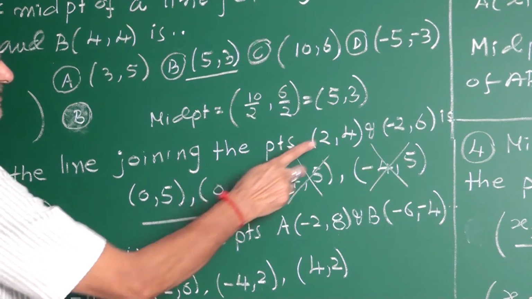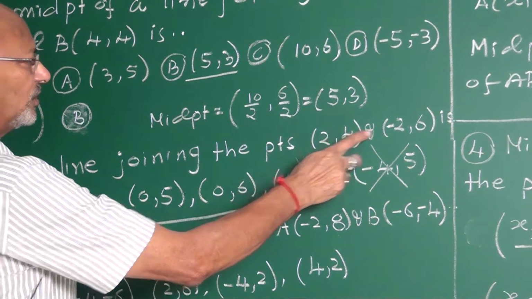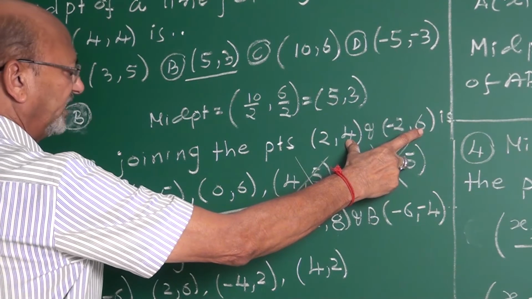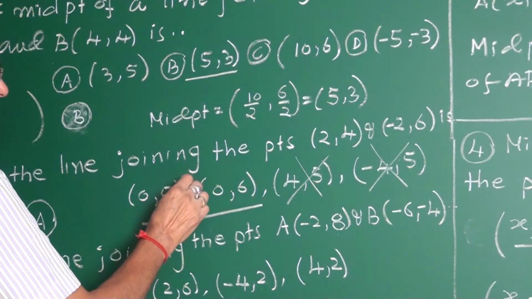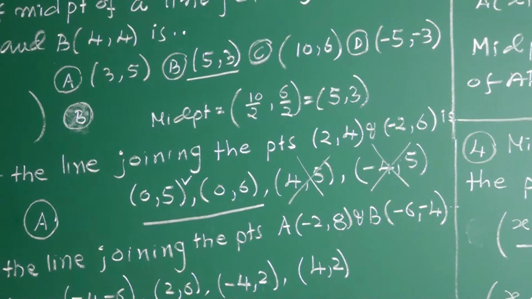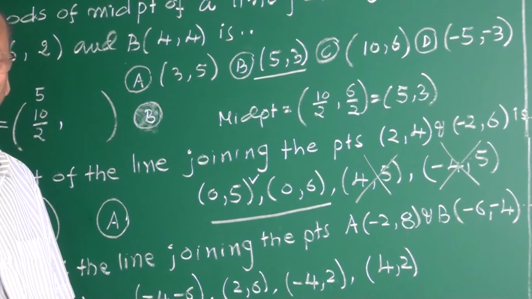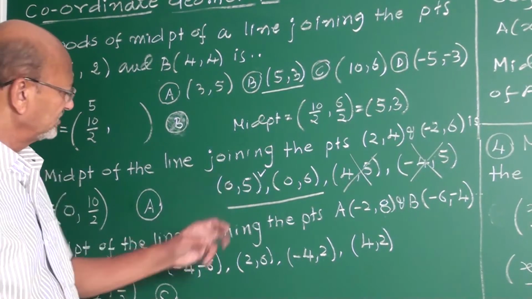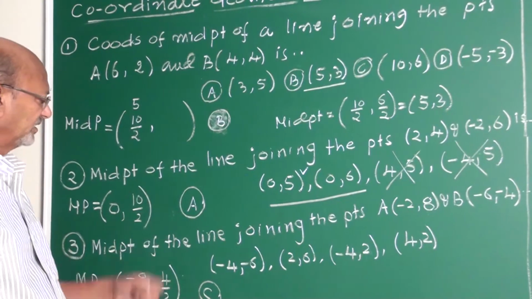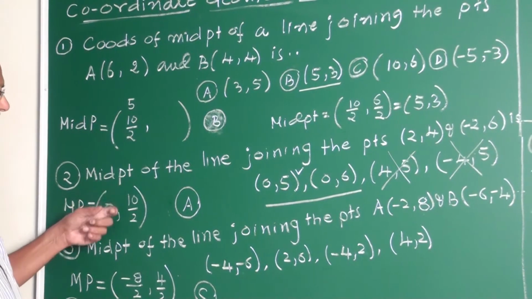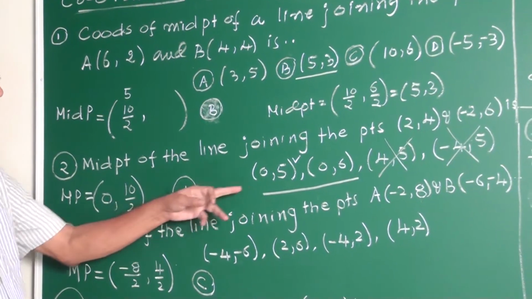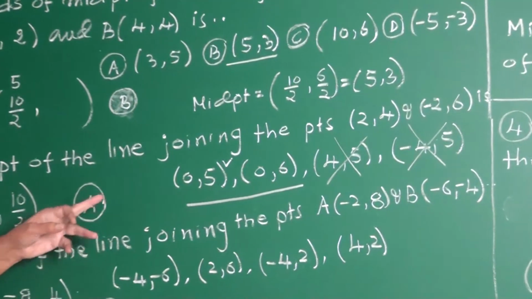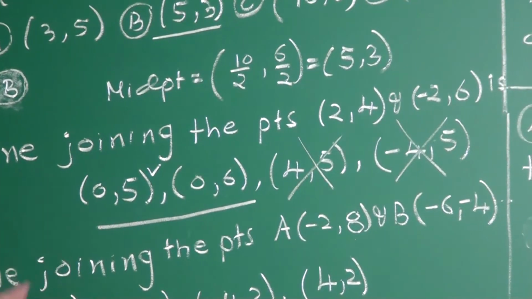What are the y coordinates? 4 plus 6, 10. 10 divided by 2 is what? 5. Without writing anything on the paper, everything will be time saving itself. So the direct answer is what, my friend? A. This is 0. 10 by 2 is what? 5. Therefore, your option is the first option. I hope you understood.